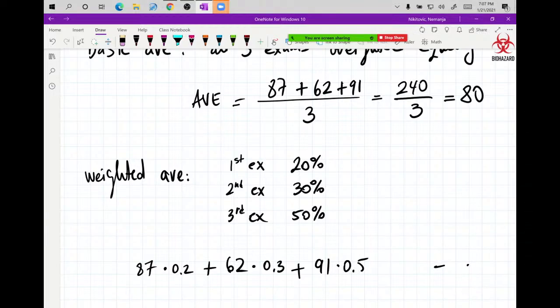So when you now do this calculation, you are going to get a different value. It's no longer going to be 80. I mean, it might end up being 80, but most likely it won't. So we have 87 times 0.2 plus 62 times 0.3 plus 91 times 0.5, which is 81.5. So now your average is 81.5.